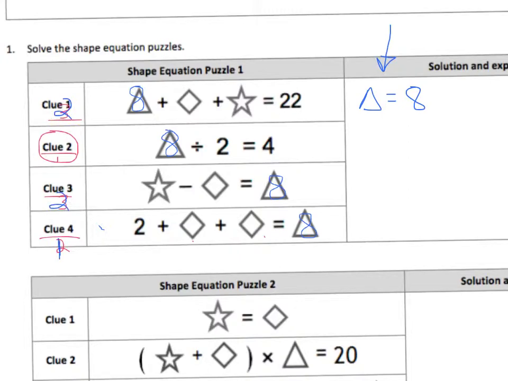I think that's where I'm going next. So if I have 2 plus a diamond equals 8, what is that diamond? And the thing I have to think to myself is these diamonds are the same. So 2 plus a number plus another number makes 8. So this is just going to be trial and error.